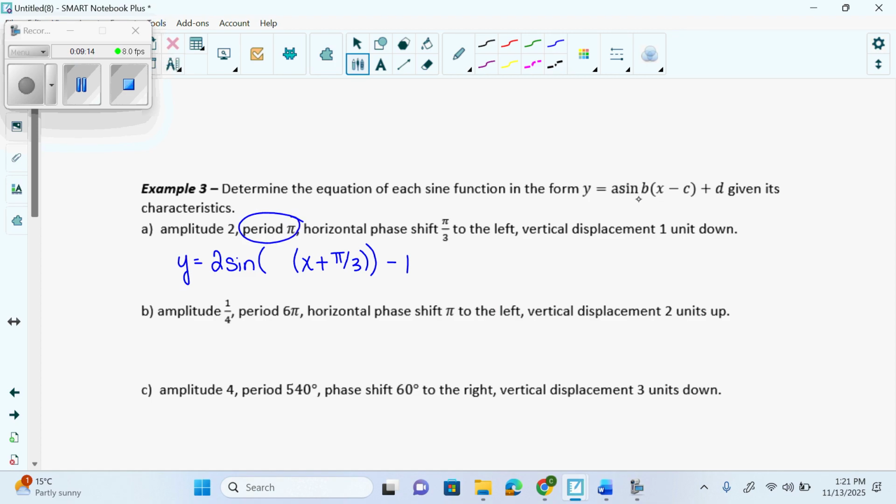I need the B, the period. How the heck do I get a period to half? Because it's supposed to be 2 pi. You horizontally stretch it by a half, correct? So what would your B be? No, you're stretching it by a half. What would your B be? 2.